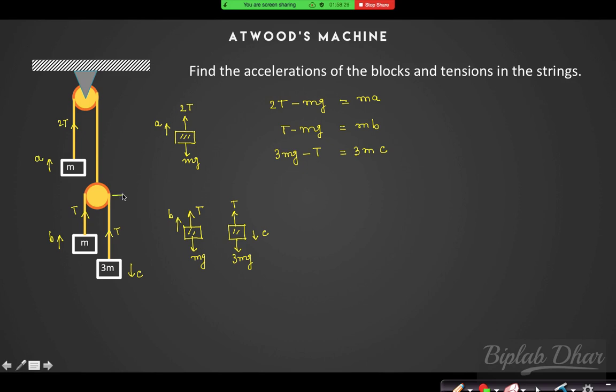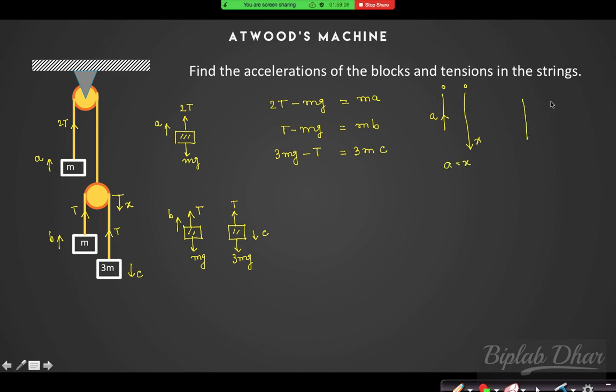The acceleration of c is 3g by 4, yes, good. Now let us try to find a constraint relation with a, b, c. Let us assume that the pulley is moving down with acceleration c, or say x. So I can first write down the constraint equation for the first string, where the upper segments are at rest. This is moving up with a, this is coming down with x. So readily we can say that a is equal to x.